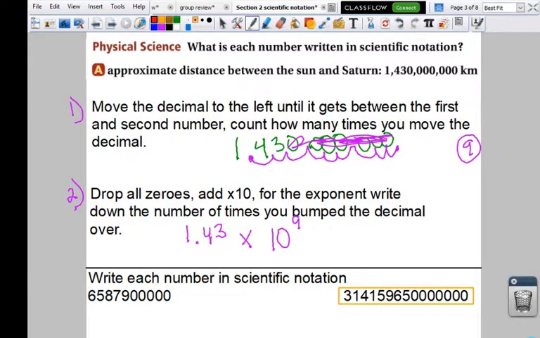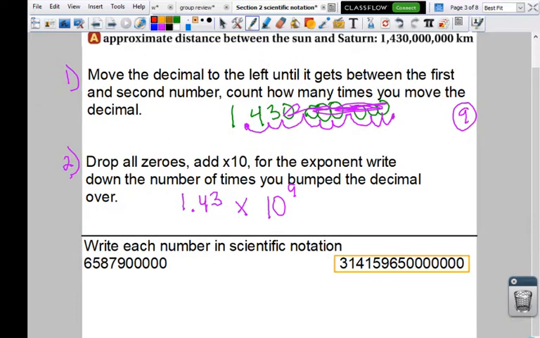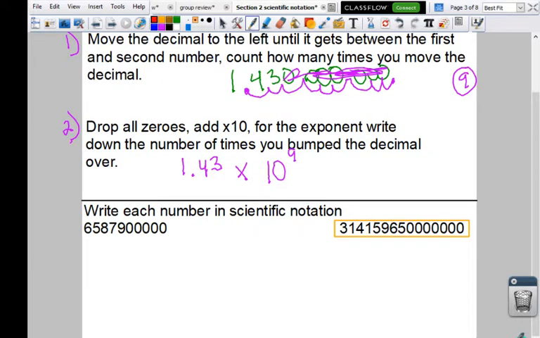Alright, so we're just going to practice writing some of these in scientific notation. So, the first step, we're going to do this first one. First thing is I need to find my decimal, and since I don't have it, I'm going to put it at the end here. And then I want to put my decimal between the first and second numbers, right?